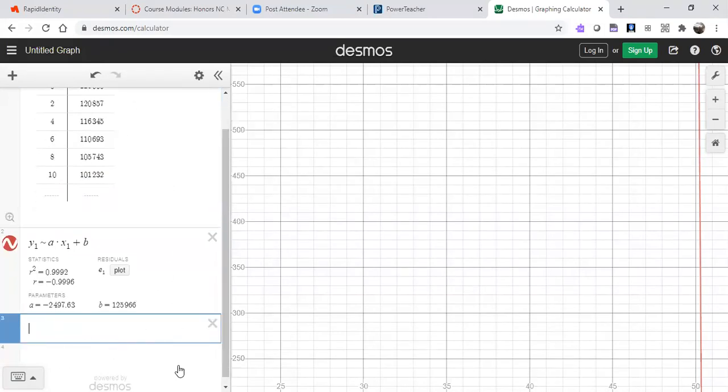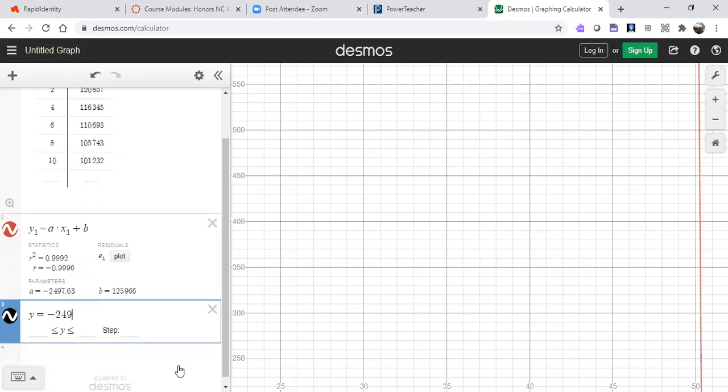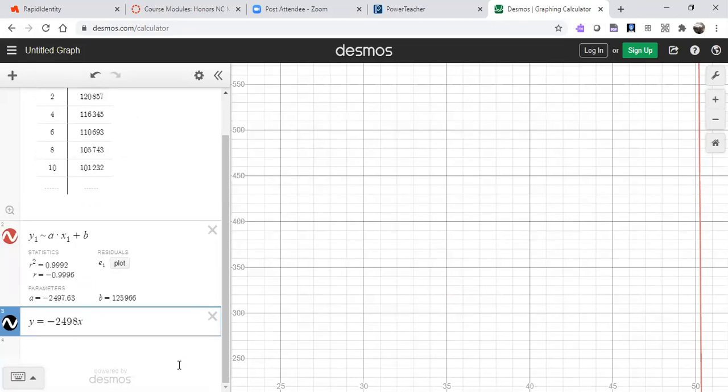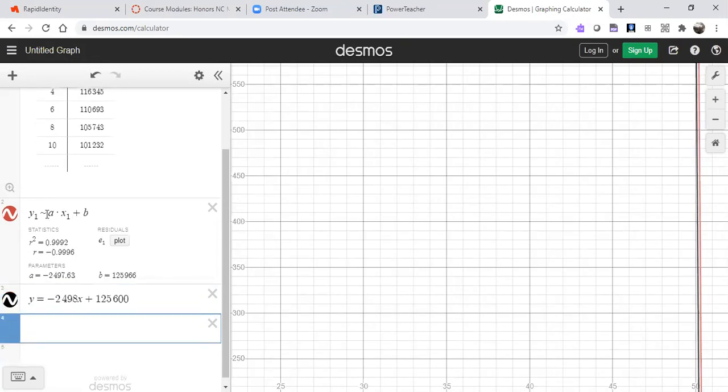Because the numbers are so big, the decimals aren't going to have as much effect on them. So I would just do y equals negative 249.8x plus, and then that 125,966 is really close to 125,600. So not going to be perfect. And that's why if there's questions on what is the prediction model, it's going to be multiple choice, because it's not an exact science.